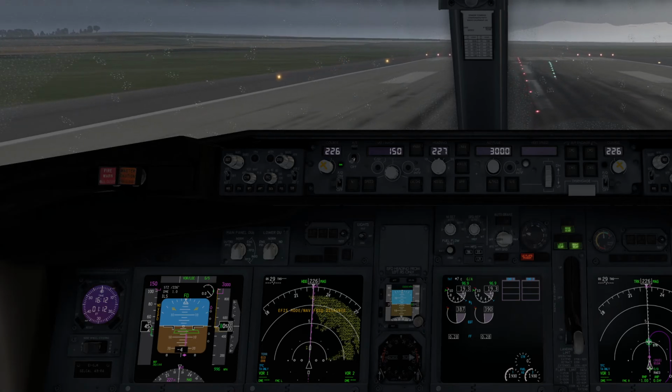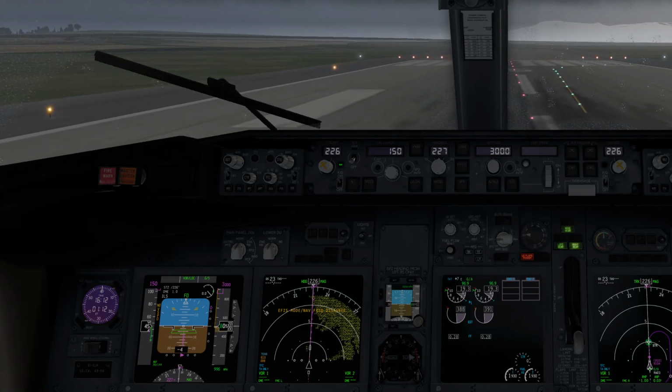Manual braking and exiting to the right.